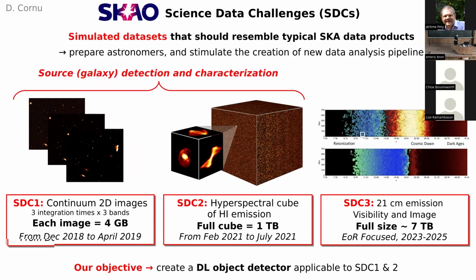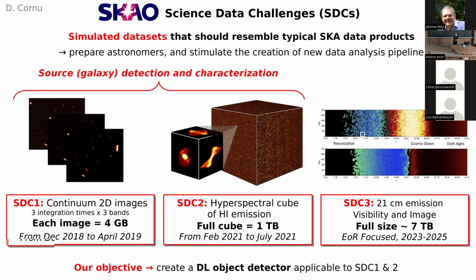So as I said, the first thing we want to do most of the time with our data is source detection, and the first 2 challenges were exactly about galaxy detection in either continuum images for the first challenge or in HI emission cubes, hyperspectral cubes, for the second challenge. For the third challenge, they moved away. They tried to tackle the reconstruction of the signal of the epoch of reionization, and I will not talk about that today.